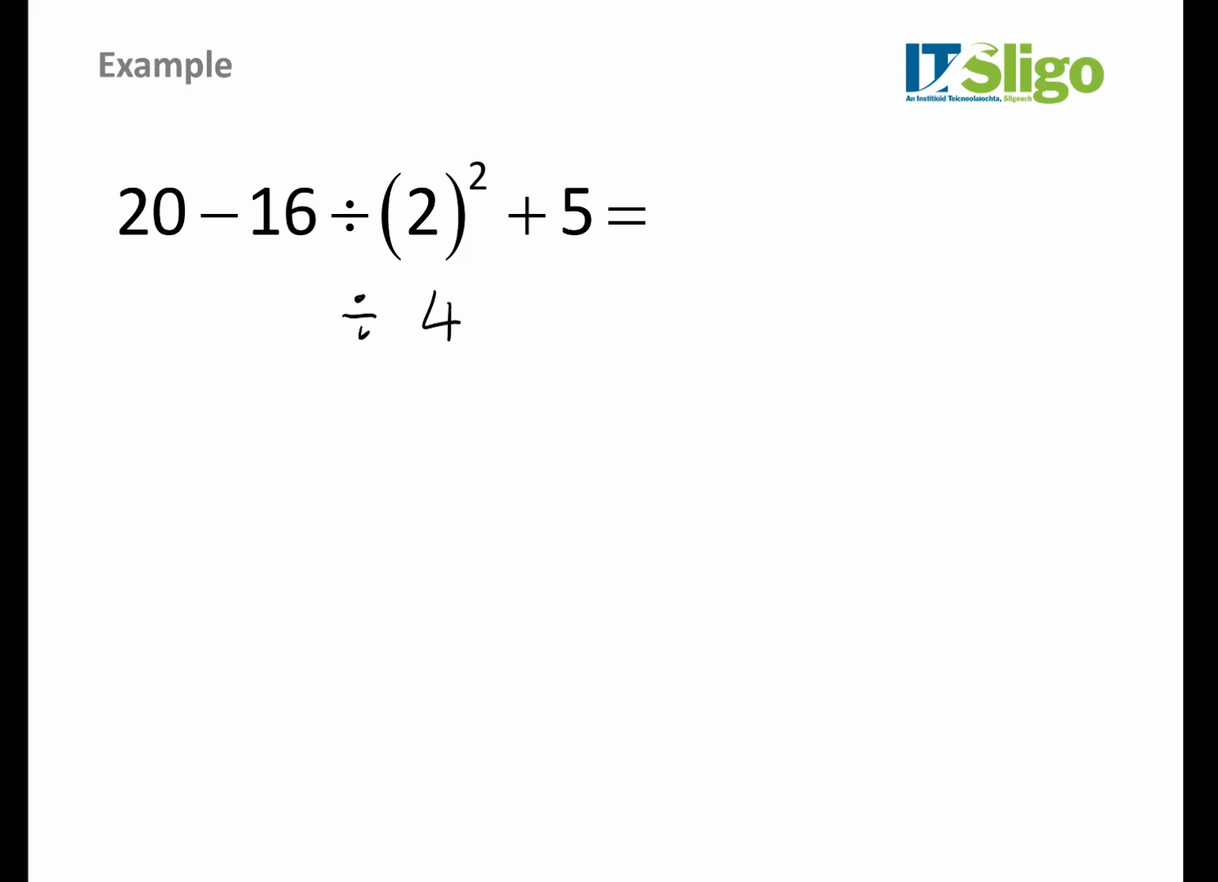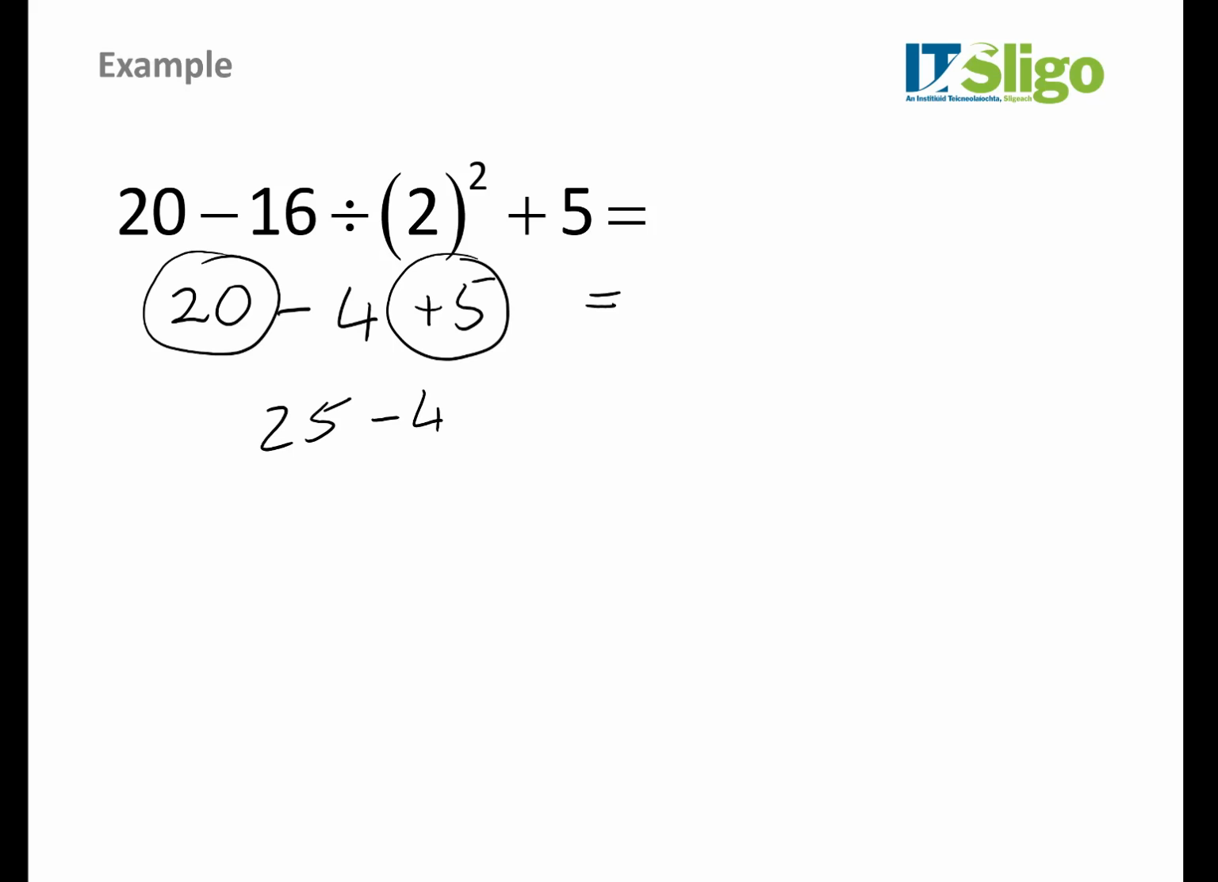And now, guys, I've got my subtract, divide, plus. The next thing I'm going to do is the divide. That's the next highest on my list. So I got rid of the brackets, then I did any operations, the squared. So now division is next on the list. 16 divided by 4 is 4. And now I've got 20 minus 4 plus 5. I always add my positive values first, guys. This is just a good habit to get into. So we've got 25 minus 4. So my answer there is 21.